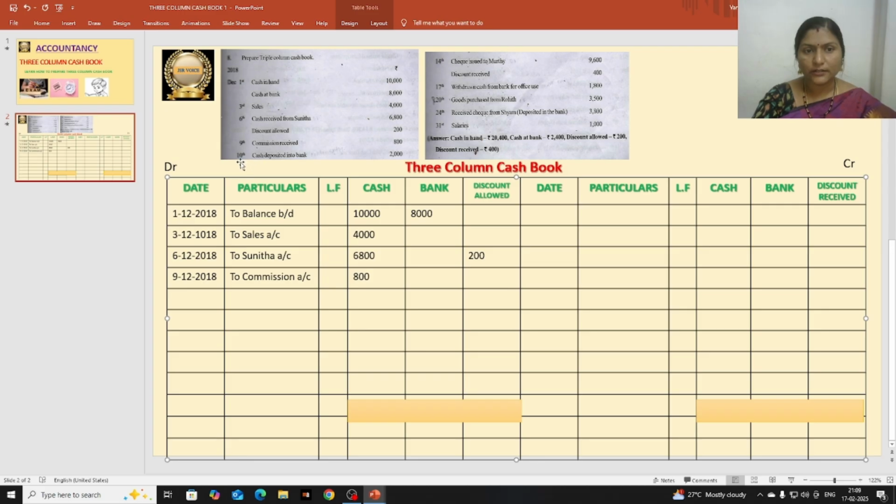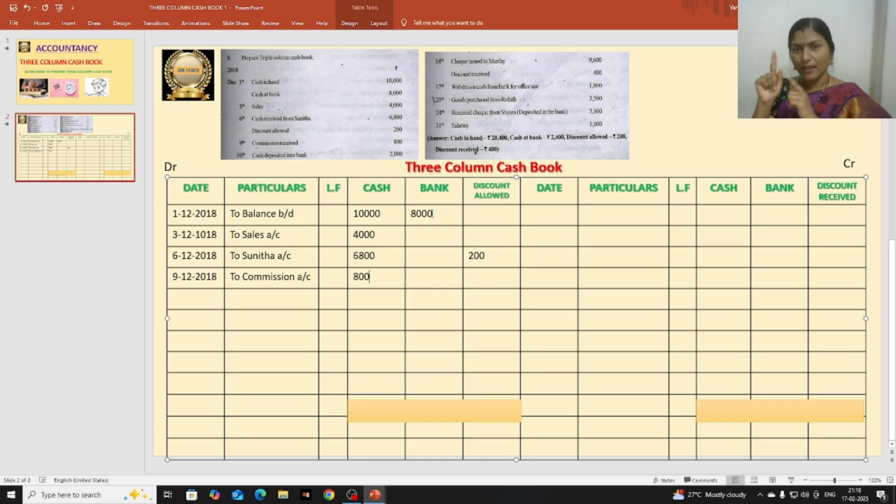Next transaction. 10th date, cash deposited into bank. Cash deposited into bank. This is what? Contra entry. Okay, cash deposited into bank, that is a contra entry. If any cash or check is deposited into bank, sent to bank, or paid into bank, that is a contra entry. That is what I explained in the previous class. Cash deposited into bank, cash paid into bank, cash sent to bank, or check paid into bank, check sent to bank, check deposited into bank. These all are contra entries.